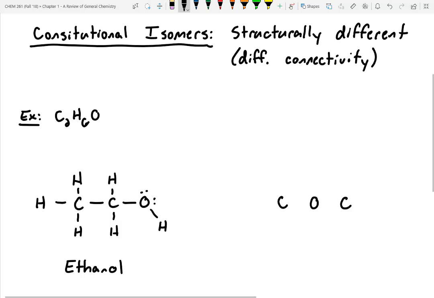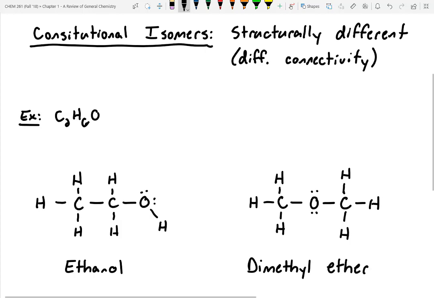All right, the one on the right, we're missing 6 hydrogens. In this case, we can have 6 hydrogens where each of them are coming off the carbons. And this is dimethyl ether.